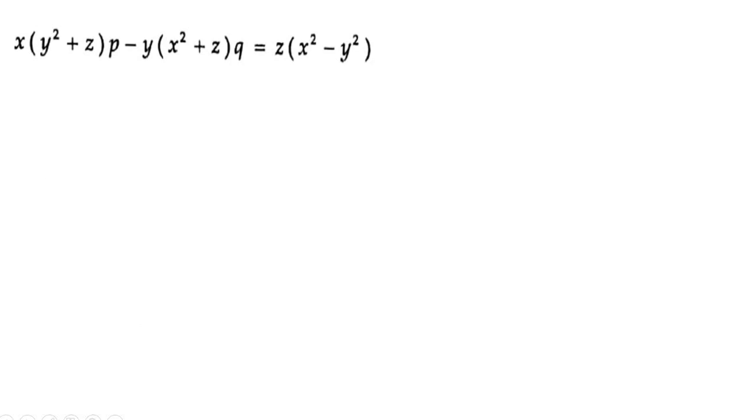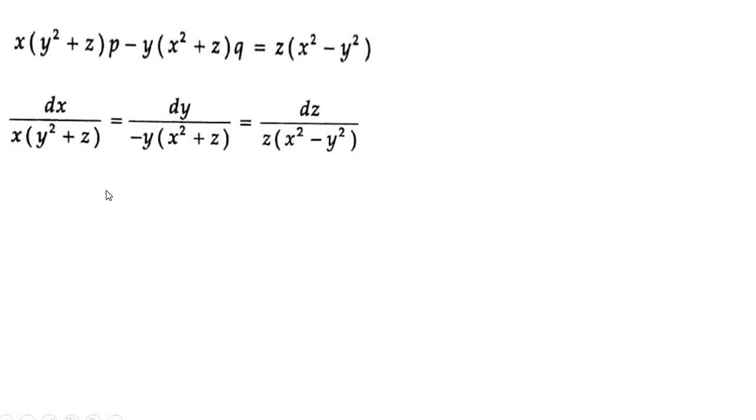It's quite similar to the previous one. We'll directly write its auxiliary equation. dx by P is x into (y square plus z), dy is y into (x square plus z) with a minus sign, minus y into (x square plus z), and the R is dz by z into (x square minus y square).